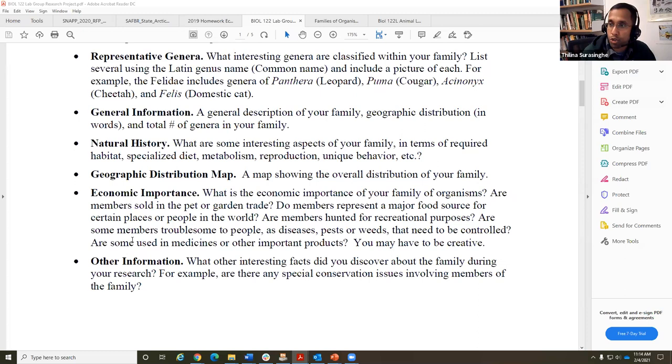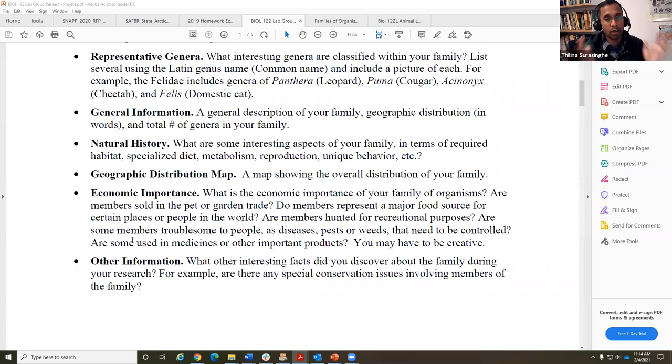Natural history might be a new word for you guys. That refers to any interesting environmental, ecological aspect about the family you picked. What habitats do the members of the family occupy? What diet do they use? What is their metabolism? What do their reproductive activities look like? How do they reproduce in every season? Do they reproduce only at certain times? Those are the basic things that you want to research.